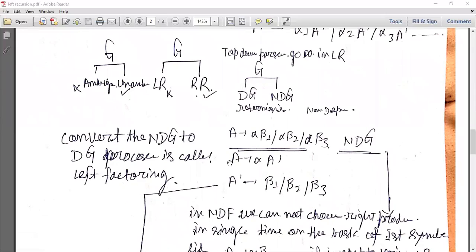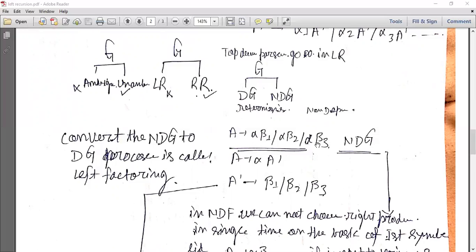So there is a formula. How to check whether the grammar is non-deterministic, right? So A tends to alpha beta 1, alpha beta 2, alpha beta 3. How can we say that this grammar is non-deterministic? So I can explain why this grammar is non-deterministic. Suppose we want to produce some alpha beta 3, right? It's a derivation tree. So on the basis of the first token, that is alpha, first we choose alpha.